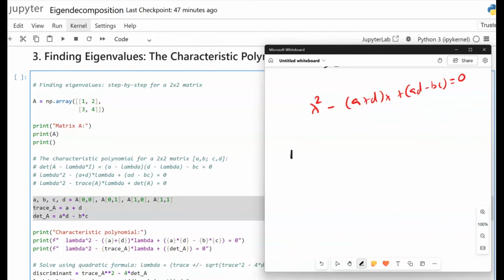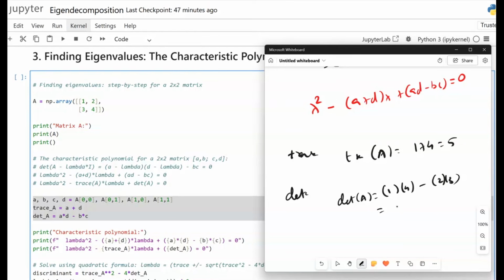From this we get the trace, that is the sum of eigenvalues. So here the trace of A is equal to 1 plus 4, which is 5. And the determinant, the product of eigenvalues. So here the determinant of A is equal to 1 multiplied by 4 minus 2 multiplied by 3, which is equal to minus 2. So the characteristic equation here is lambda squared minus 5 lambda minus 2, which is equal to 0.